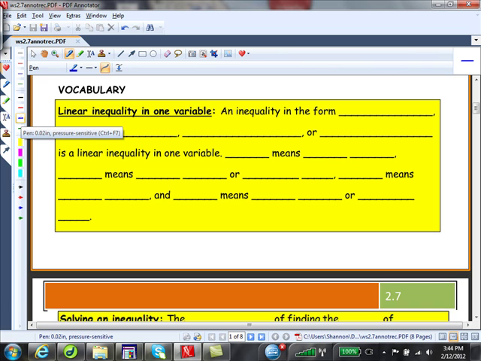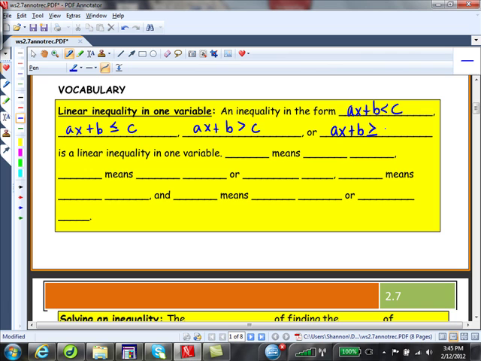vocabulary. Linear inequality in one variable. An inequality in the form ax plus b less than c, ax plus b less than or equal to c. So the line underneath the inequality means or equal to, ax plus b greater than c, or ax plus b greater than or equal to c is a linear inequality in one variable, right?